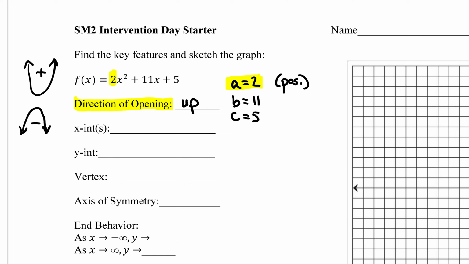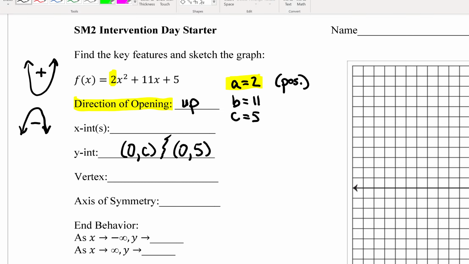All right, x-intercepts. We're going to skip that. We'll come back to it. Y-intercept is the easiest thing we get from standard form, and it's always 0, C, which in this case specifically is 0, 5. So it's always that one at the end. Make sure that you write it as an ordered pair because it's a point. So it's 0 in X and 5 in Y.